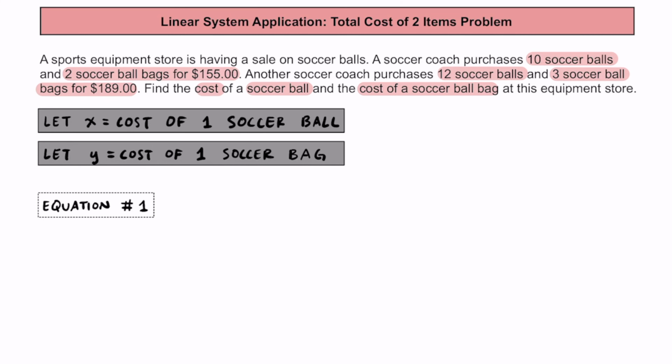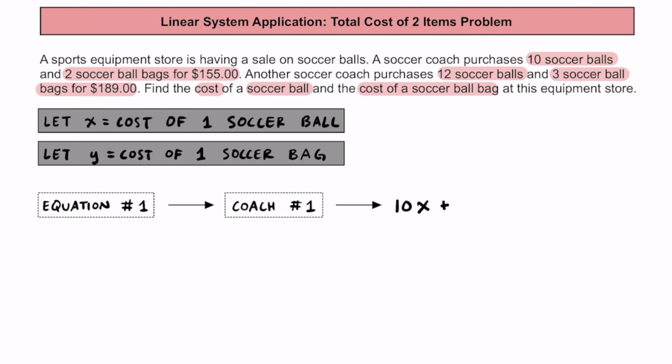Let's start by writing our first equation, which represents the purchase that the first soccer coach is making. For the first soccer coach, they are buying 10 of these soccer balls, and remember, we don't know the cost of one of them. We said let x represent the cost of just one of them. So we can say the expression 10 times x, or 10x, would represent the total cost of these 10 soccer balls.